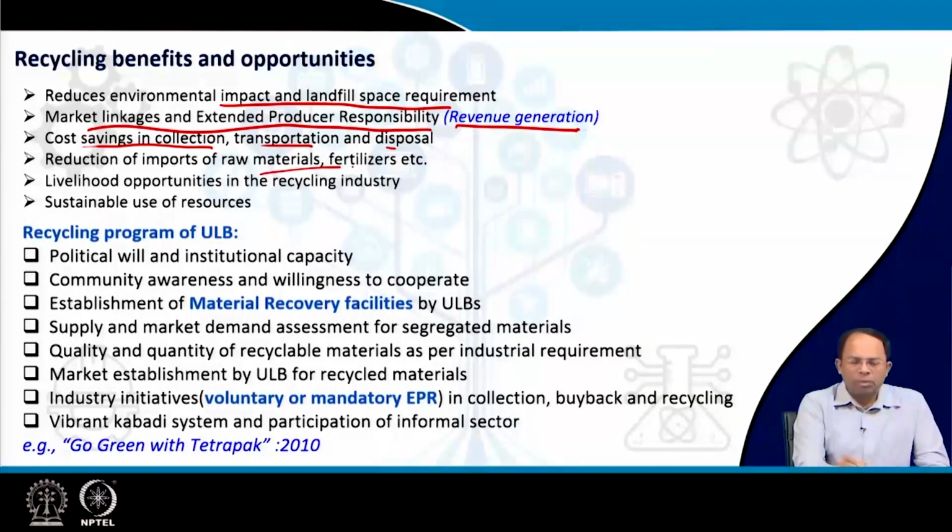Reduction of imports of raw materials and fertilizers. Sometimes our country imports fertilizers from outside, or imports raw materials which are used for making certain kinds of materials. So if I do composting and all, obviously I will reduce this kind of imports. Then livelihood opportunities in the recycling industry. That means you can create jobs, so that's a good point. And finally, sustainable use of resources.